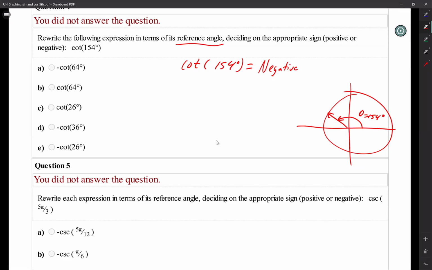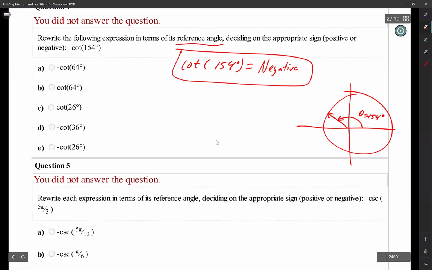It's okay. Remember that cotangent is x divided by y. In quadrant 2, all my x's are negative, and all my y's are positive. So a negative divided by a positive is a negative. So cotangent of 154 degrees is a negative number, guys. Who knows what that number is? It's just some negative number.